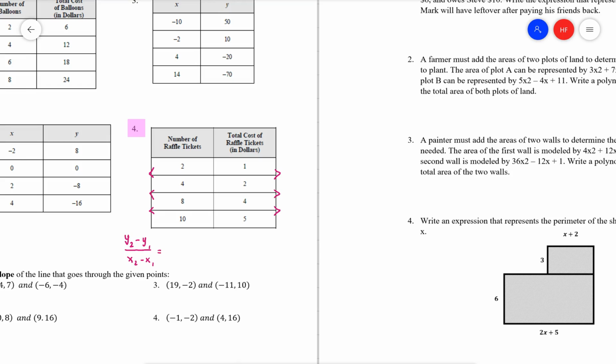So I'm going to find 2 points. I have 2, 1, and I have 4, 2. So let's label them. y2 is 2, so 2 minus 1, and then x2 is 4, 4 minus 2. 2 minus 1 leaves me with 1, 4 minus 2 leaves me with 2, my slope is 1/2.